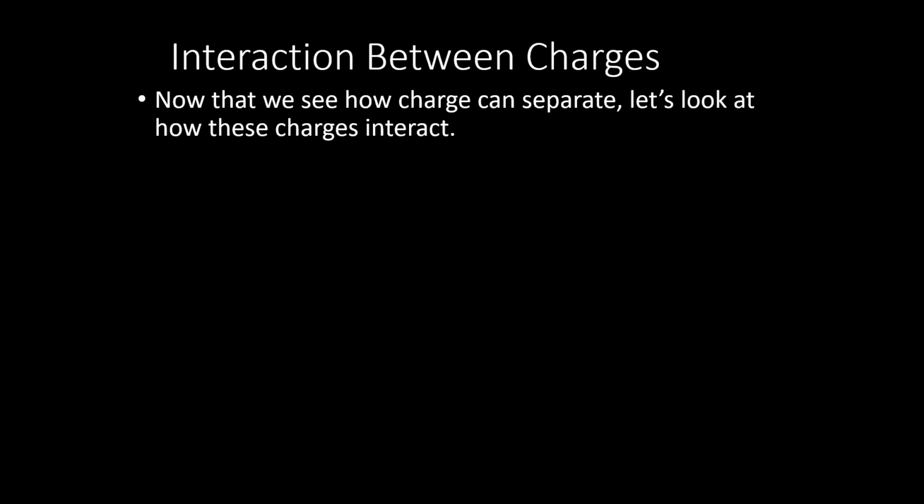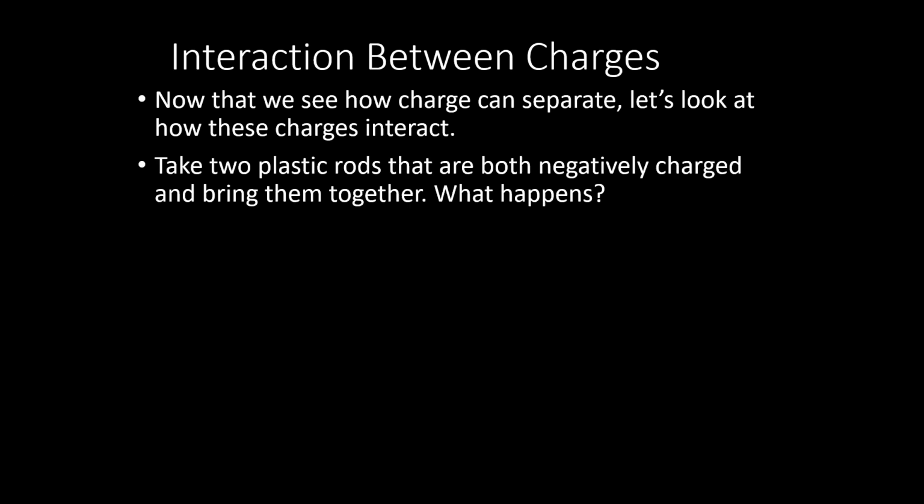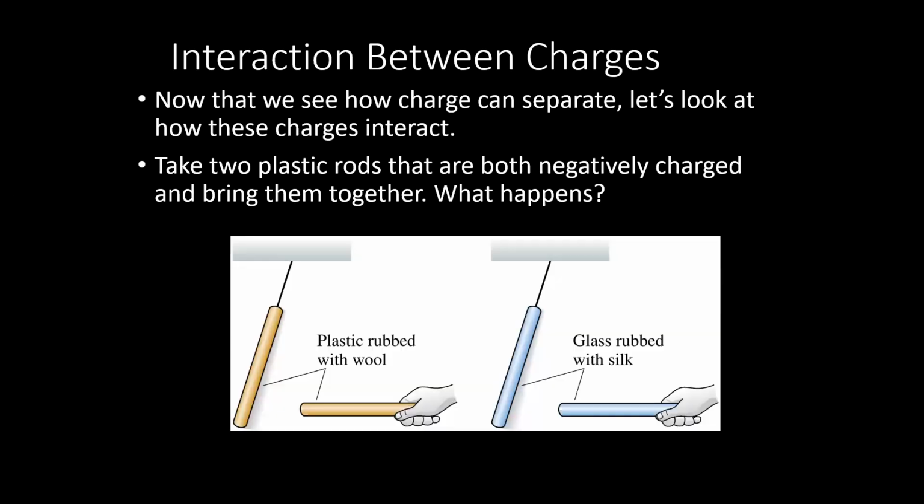Okay, so let's start off by looking at separating two charges. So I'm going to have two plastic rods. One of these rods is going to become negatively charged. Actually, both of them are going to be negative charge. And I'm going to bring them together to see what happens. So this is essentially what happens.